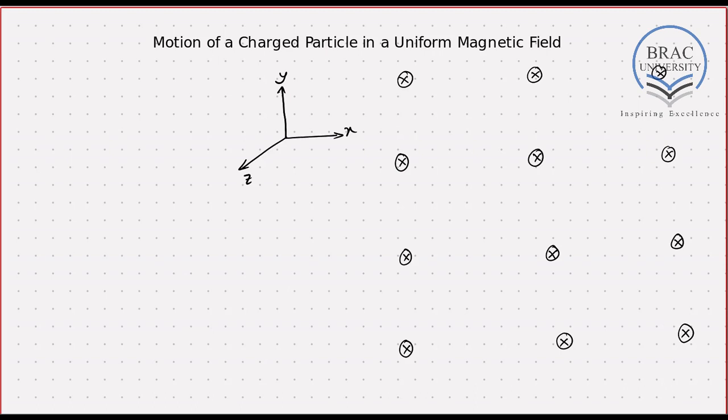So next, we want to study an example of a charged particle moving through a uniform magnetic field. So let's imagine we have a charged particle here. This is plus q charge, and it is moving in this direction with velocity v. Okay, so what are these cross marks?